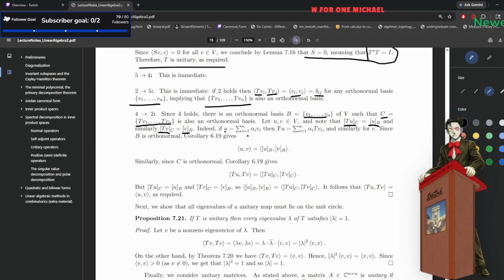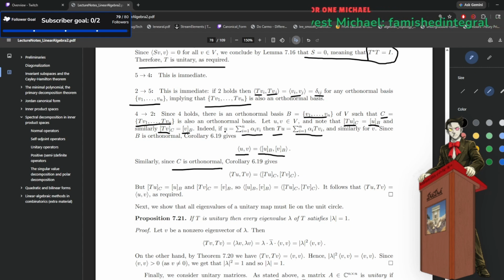Indeed, if u is the sum of a_i v_i, where a_i is a scalar, then Tu is just the sum of a_i T applied to v_i. Similarly for v, since b is orthonormal. So basically, following Corollary 6.19, let me finish this. We have the inner product of u and v is equal to u in the basis b, inner product with v in the basis b.